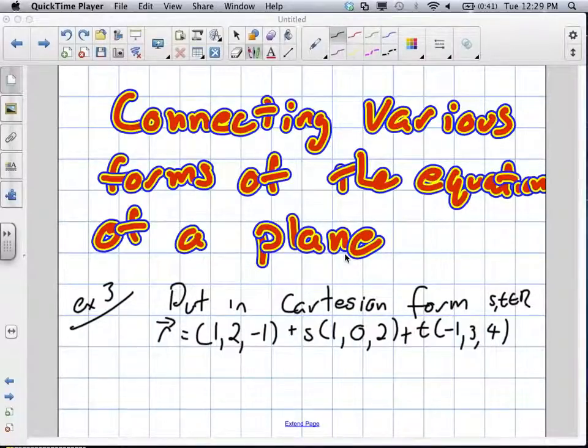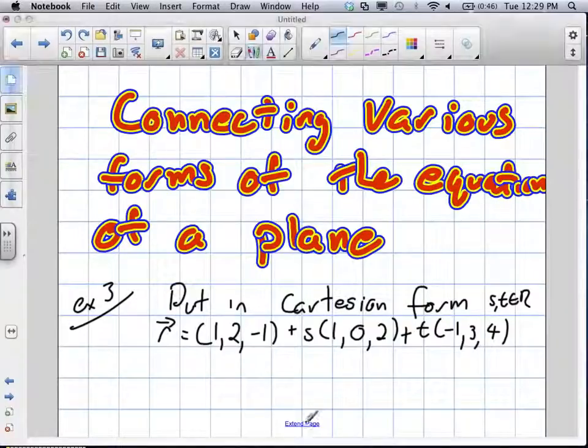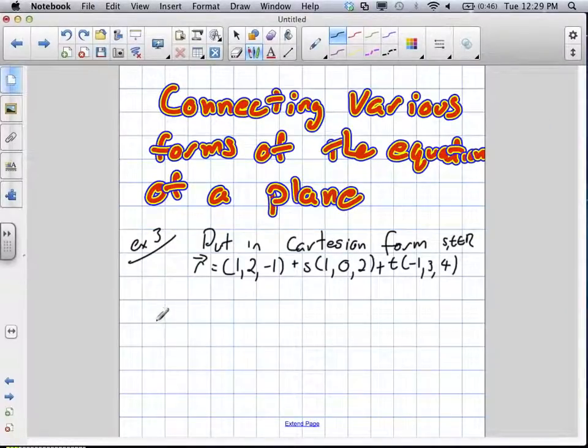Alright, so we're connecting various forms of the equation of a plane. The first one, they've given us an equation of a plane in vector form, and they want us to put it in Cartesian form. Now, Cartesian form, if you guys recall, is ax plus by plus cz plus d equals 0.